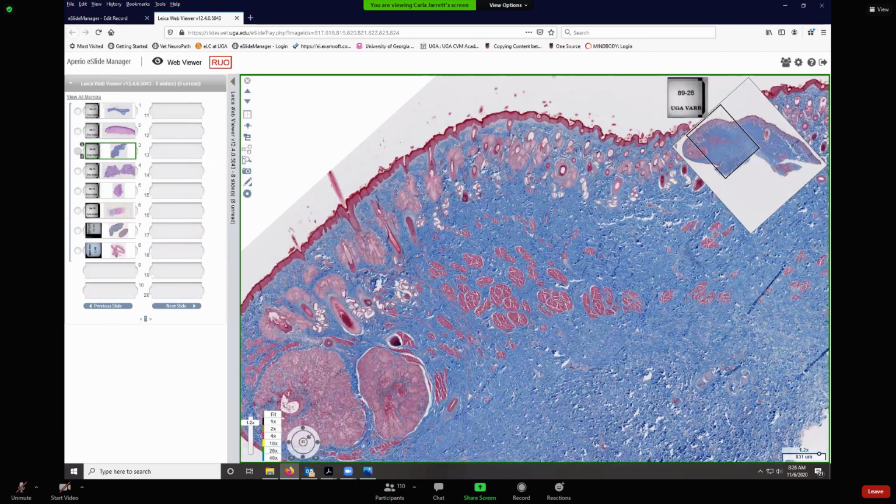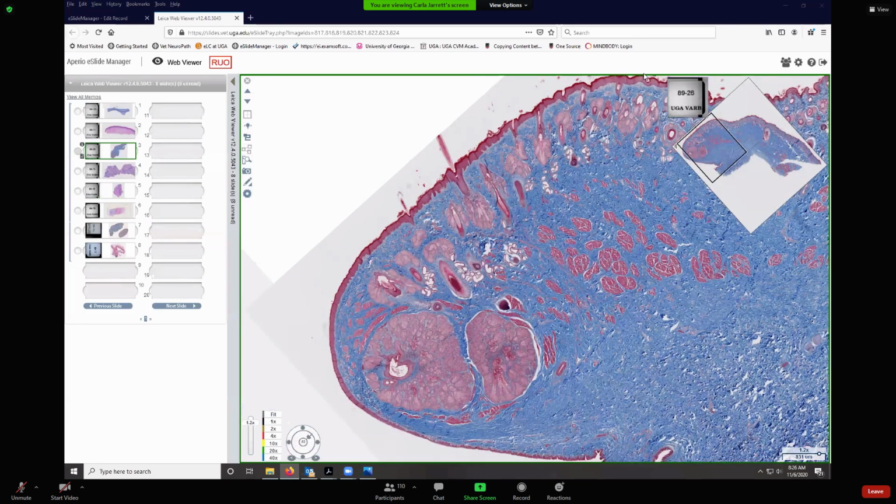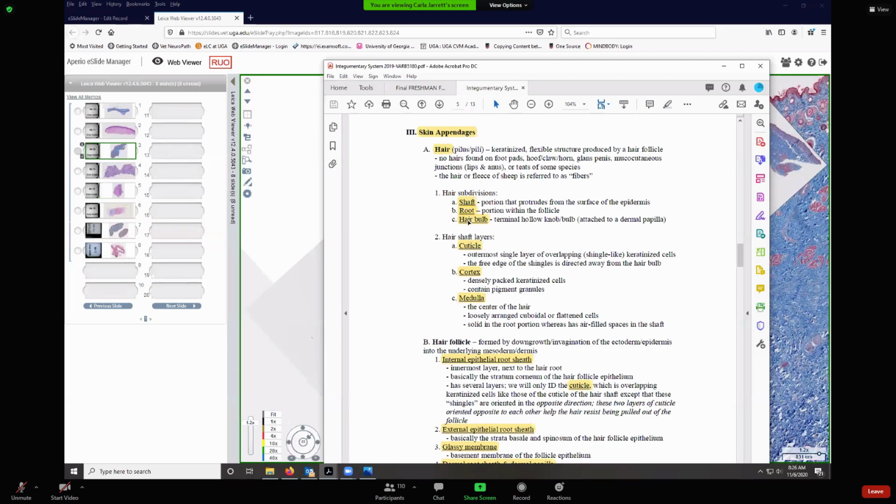Well, we have hairs, and hairs have three subdivisions: the shaft, the root, and the hair bulb. The shaft is what protrudes off of the surface of the epidermis. The root is within the follicle, which is an invagination down into the dermis. And then there's the hair bulb, and that's how that whole hair follicle attaches to and kind of hangs on to that dermal papilla. So there's that papilla, that nipple-like protrusion.